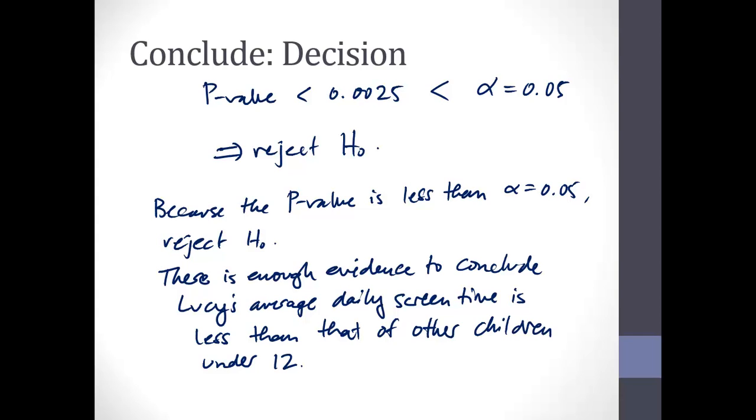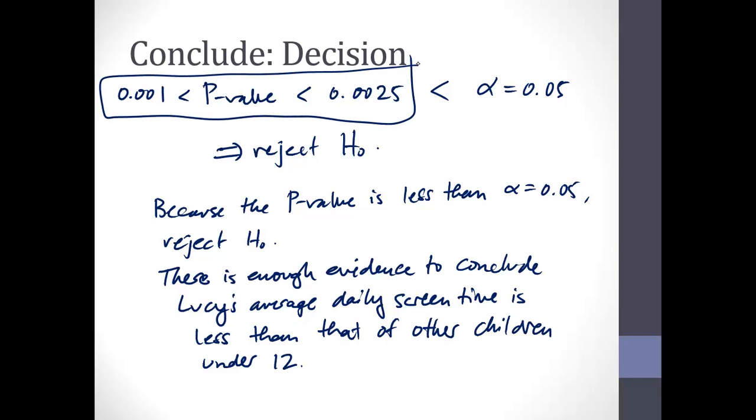So what question just came in, why didn't we use 0.001? So thank you, I should have put that in here. So what we found on the previous page is that our p-value is between 0.001 and 0.0025. So again, we don't know what it is, but regardless of what number it is in between those two, it's definitely less than 0.05. So that's again why we said that.